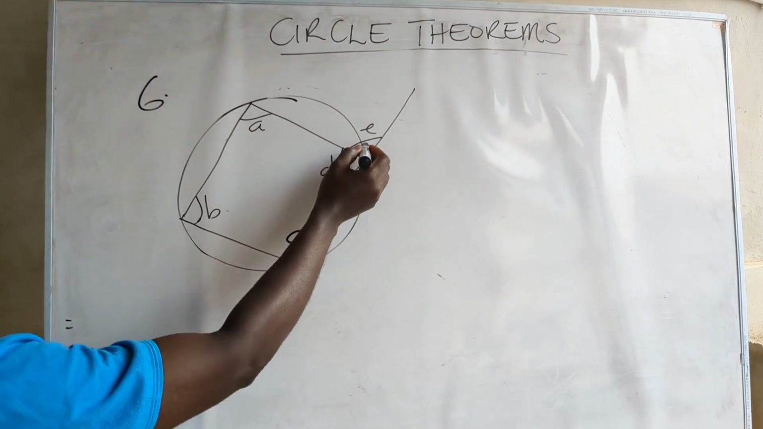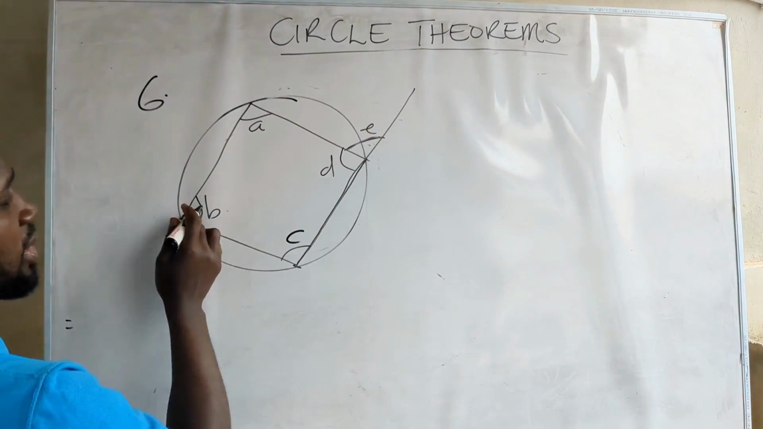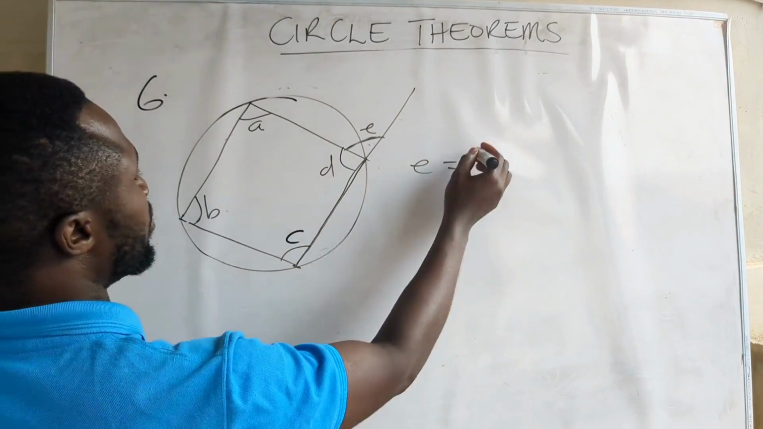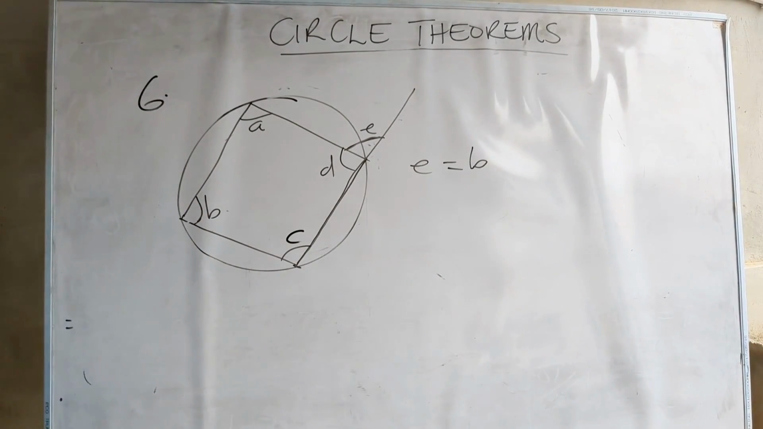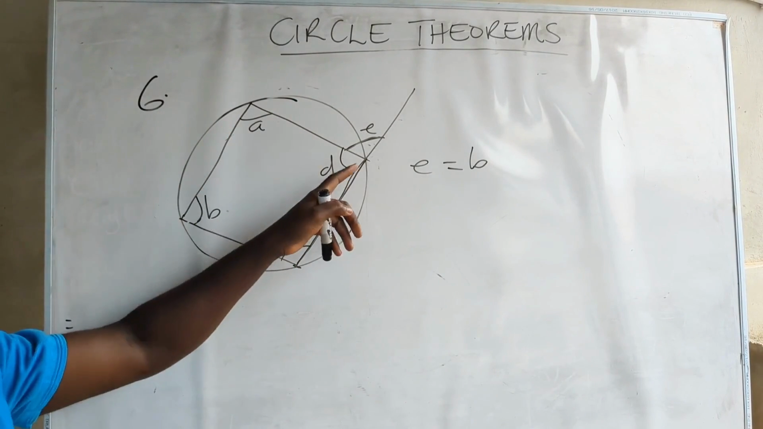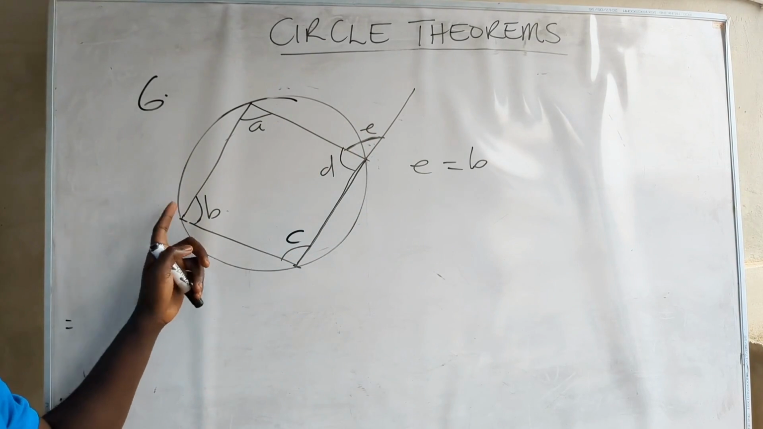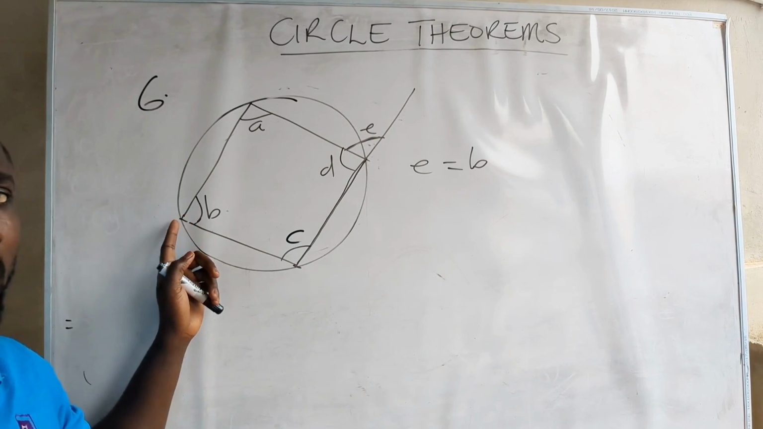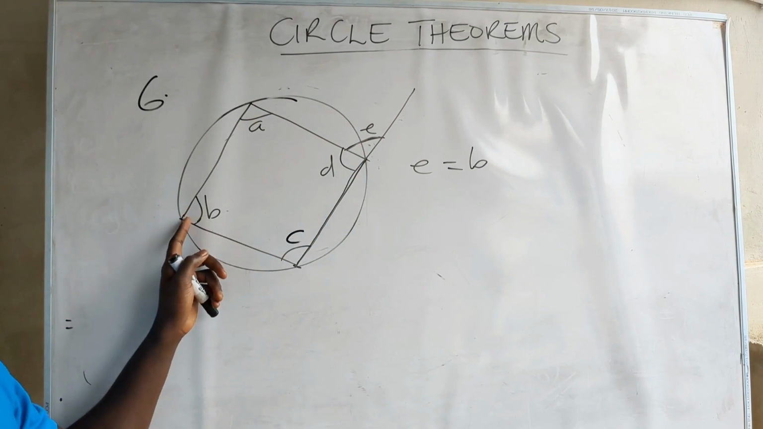We say that the exterior angle here, the E here, is equal to the opposite interior angle. So the E here is going to be equal to the B. And why is that the case? If I have a cyclic quadrilateral, the exterior angle of the cyclic quadrilateral is equal to the opposite angle of the quadrilateral.